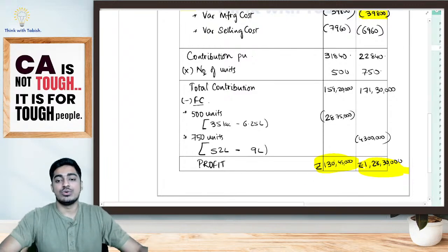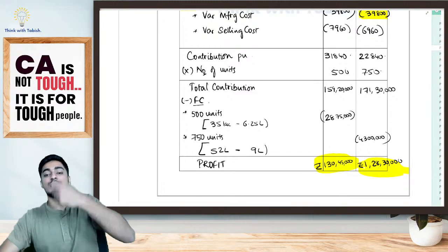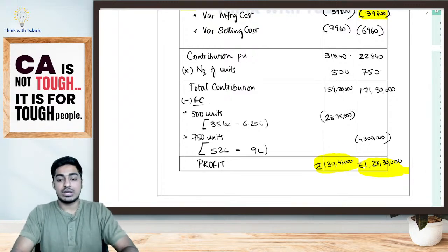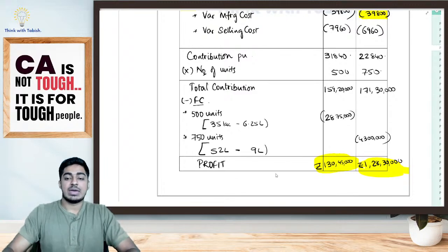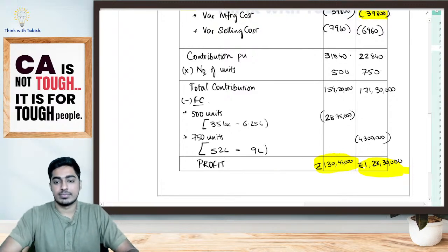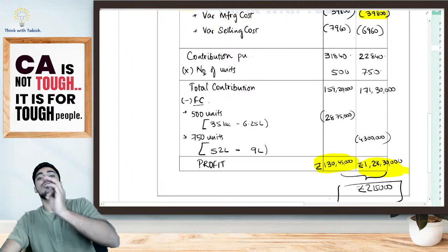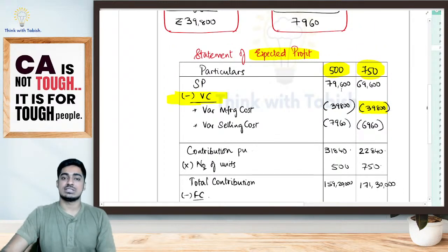Yes, I should be going for 500 units. How much extra am I getting, students? Look at this, 1 crore 30 lakh 45,000 minus 1 crore 28 lakh 30,000. I'm getting 2,15,000 rupees extra if I am producing and selling 500 units at the rate of 79,600.